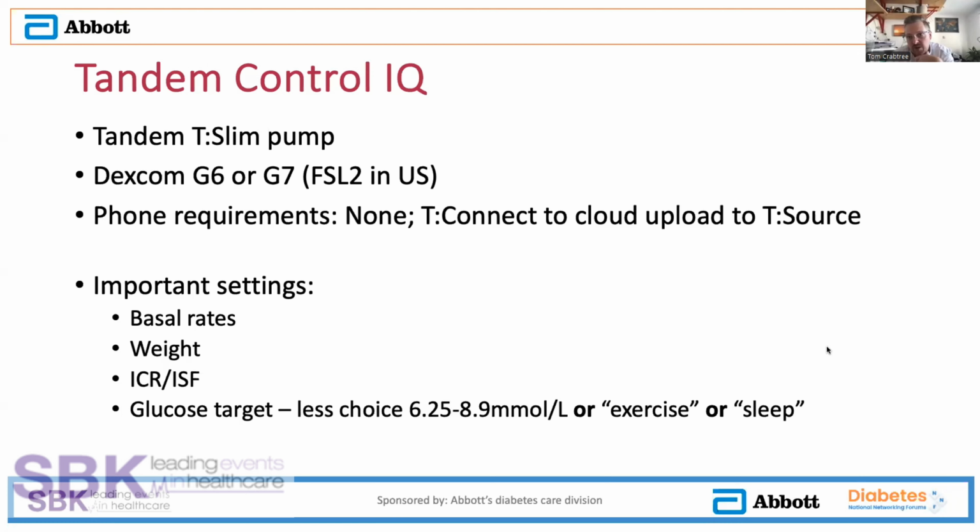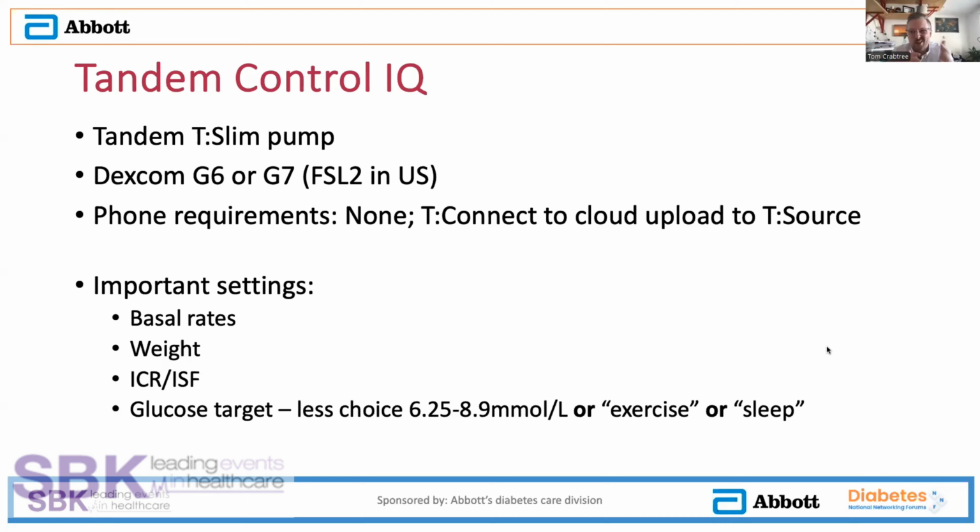But we know that basal rates are important, the weight is important, and the insulin to carbohydrate ratio and the sensitivity factor are both important, and are normally recommended to be more aggressive than with other systems. And we know that the glucose target is fairly set.